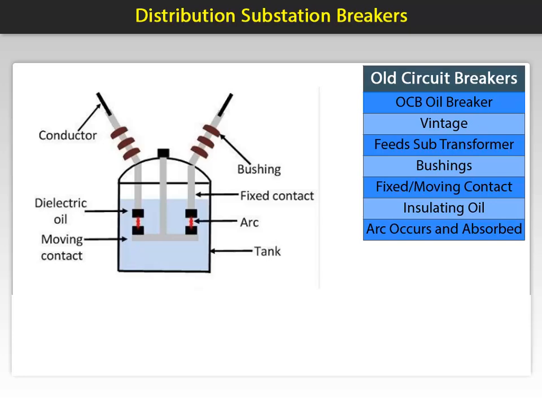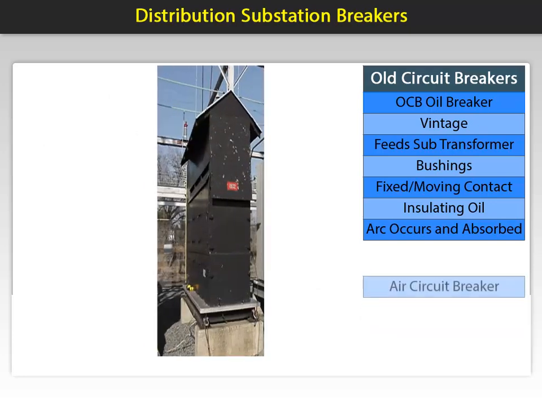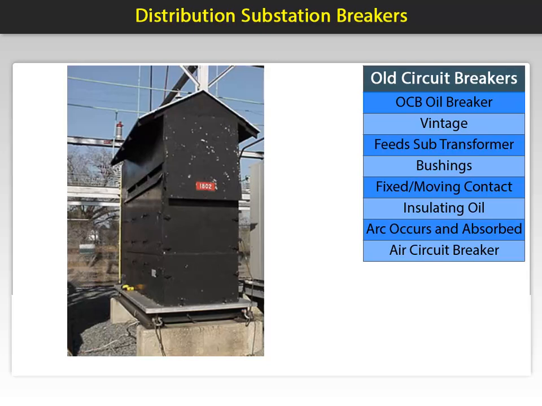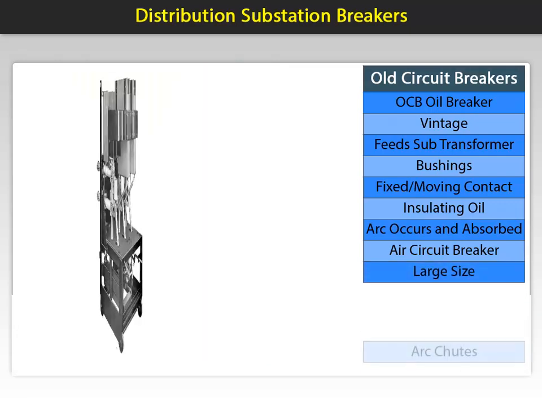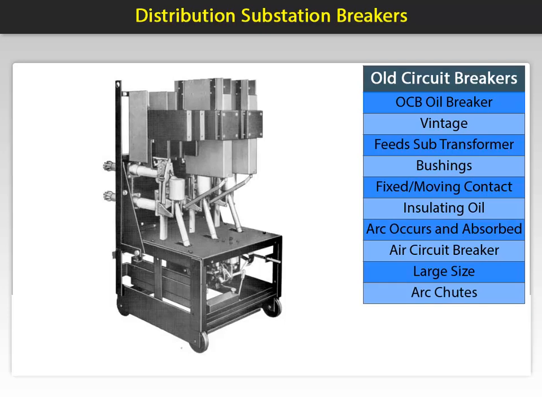Another old-school device would be an air circuit breaker or ACB. When you see them in a substation yard, they look huge, almost the size of a large shed. They need to be that way in order to house the arc chutes used to extinguish the arc during interruption. This photo shows the breaker out of the weatherproof house. The arc chutes are located here.